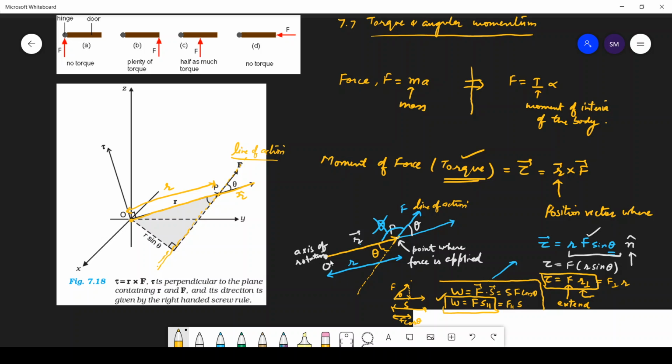Now here I will draw the perpendicular from this point on the line of action. This is the perpendicular I have drawn, and what will this distance be? This is your R, and this is the side opposite to theta. So opposite side equals hypotenuse times sine theta. This hypotenuse is opposite to 90 degrees. This is R. So this opposite side is equal to R sine theta.